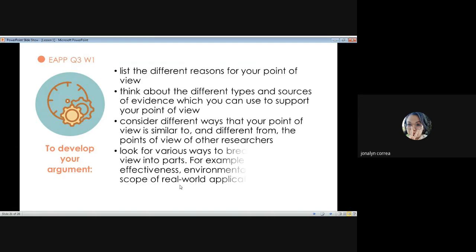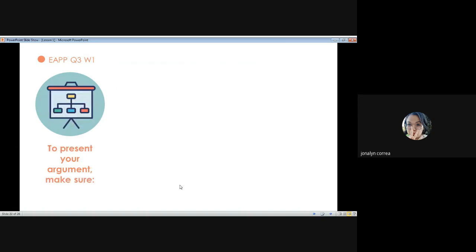So more research. The next, look for various ways to break your point of view into parts. For example, cost effectiveness, environmental sustainability, scope of the real world application. So again, you now start to categorize things. How are you able to build this specific point of view? Then, after having that argument, you now have your data, you are confident with what you believe in.